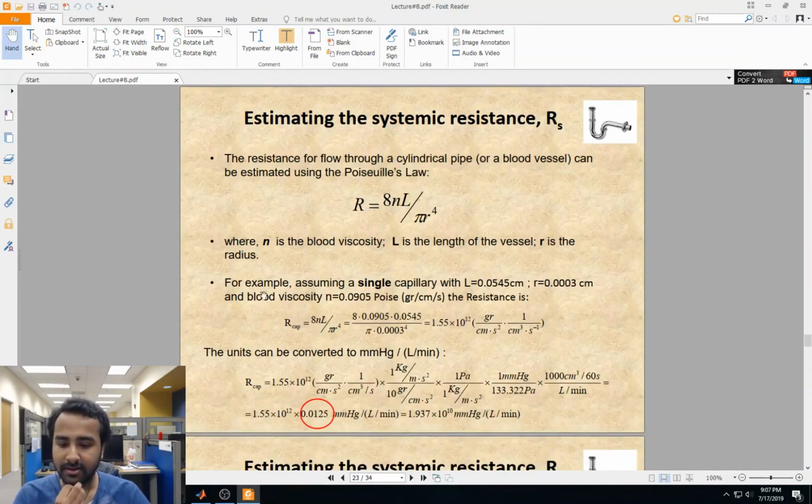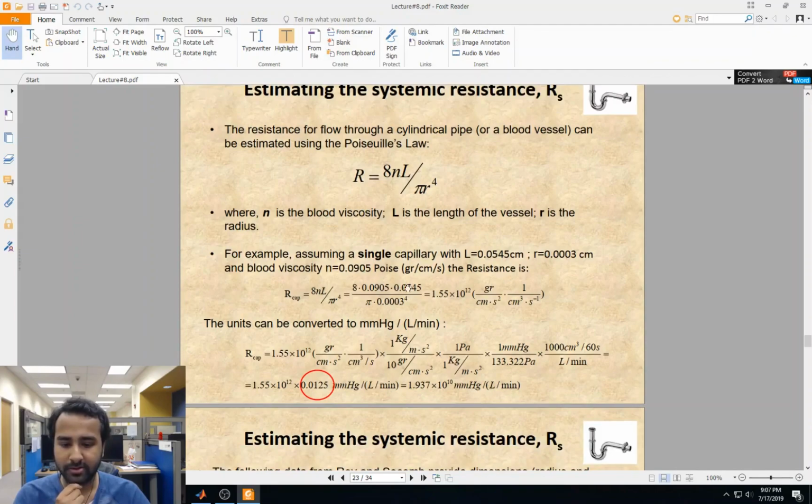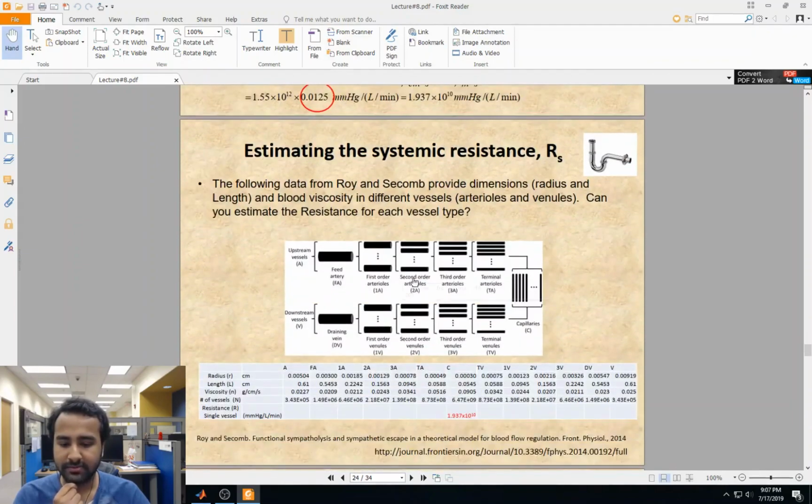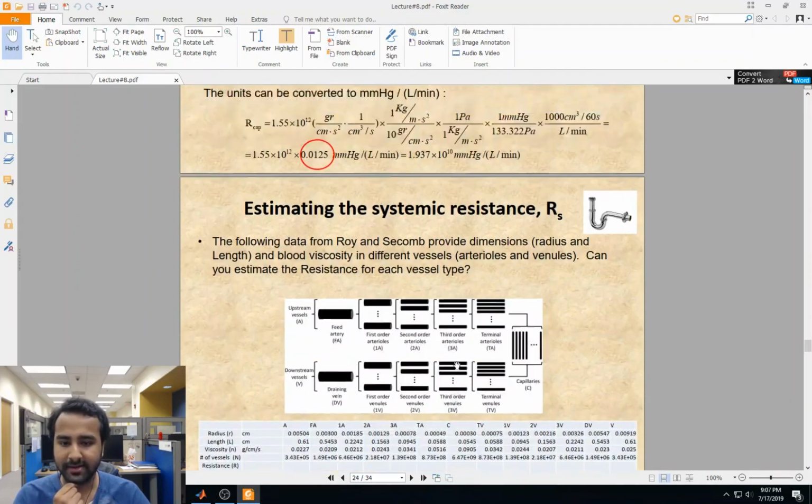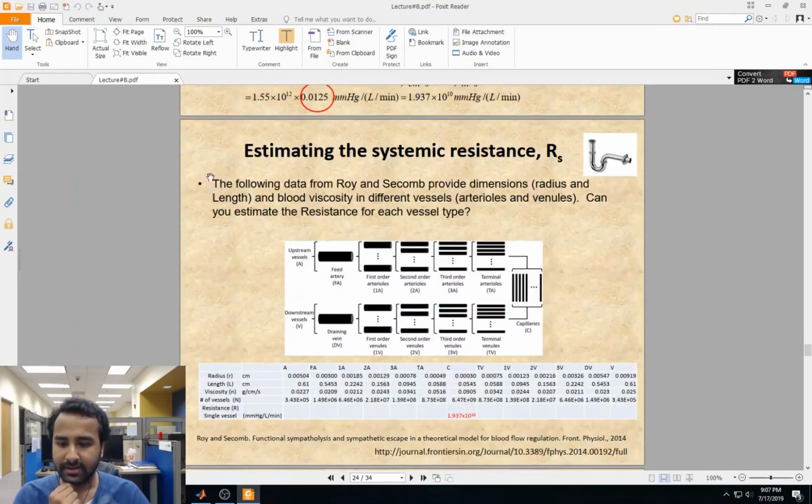And Dr. Suki has already worked out an example here for a single capillary. You might be wondering, where in the world is he getting these numbers from? That comes from this slide here. It might be easier if I explain this slide and then jump back over here. The following data from Roy and CCOM, these two guys are big names in the microvascular modeling field. They provide some dimensions, radius and length, and blood viscosity for different vessels, arterioles, and venules for the systemic circuit. And what we want you to do is estimate the resistance for each of these vessels.